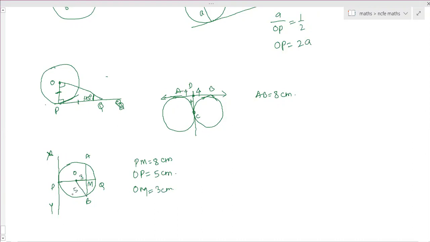OB is the radius of the circle, which is 5 centimeter. These two tangents are parallel. That means this angle and this angle are equal, alternate interior angles. So therefore, OM is perpendicular to AB. The perpendicular from the center bisects the chord. Therefore, this is 3, this is 5. So BM is 4. BM is 4, that means AM is also 4. So AB will be 4 plus 4, which is 8 centimeter.